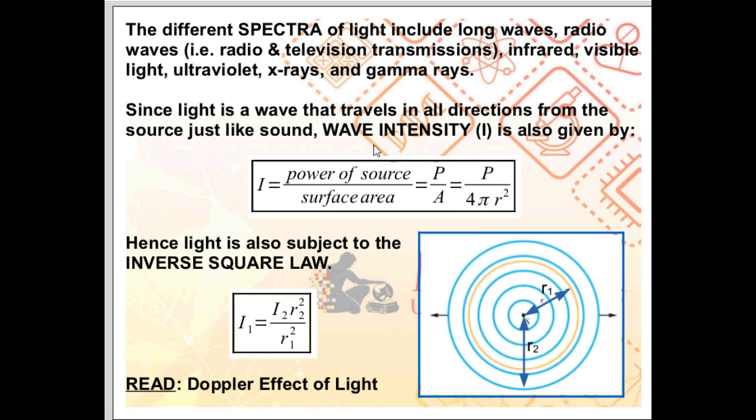Since light is a wave that travels in all directions, we can use the same equation for intensity that we had for sound waves. Wave intensity I is also given by I is equal to the power of the source divided by the surface area upon which the wave is spread out. So I is equal to P over A. For instance, in this figure, light travels away from the source in all directions. So basically, the surface area is spherical. And the surface area for the sphere is 4 pi r squared. So I is power over 4 pi r squared.